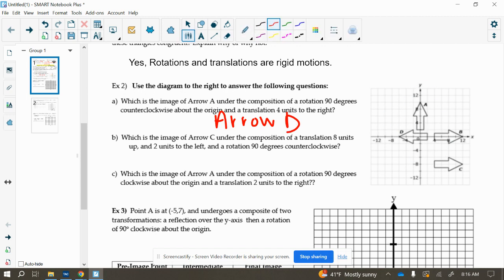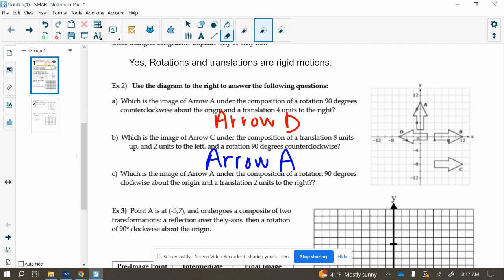Okay, the next one, if we look at arrow C to start, so we're starting down here with arrow C, it wants us to translate that arrow up 8 units, 2 units to the left, and then we are rotating it 90 degrees counterclockwise. So translating it up would make it look like arrow B, and then a slight translation to the left and a rotation ends up having our arrow look like arrow, oops, not B, A. Again, B was the intermediate image. All right, try the last one on your own.